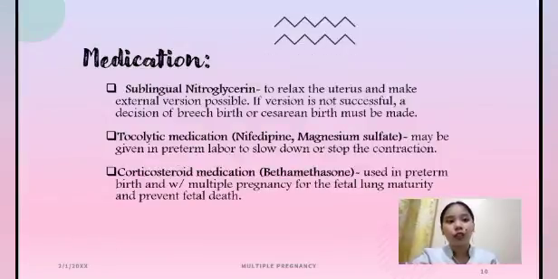And for medication, first we have sublingual nitroglycerin. Again, it is to relax the uterus and make external version possible. Next is tocolytic medication like nifedipine or magnesium sulfate. It may be given in preterm labor to slow down or stop the contractions. Next is corticosteroid medication such as betamethasone. It is used in preterm birth and with multiple pregnancy for fetal lung maturity and to prevent fetal death.